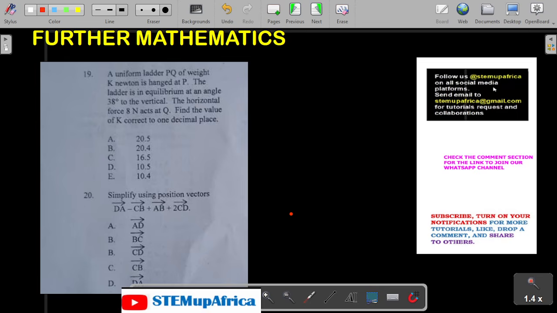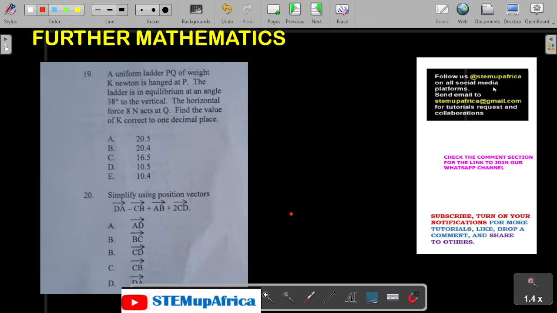So today we are looking at a question in Further Mathematics NECO 2026, but we are going to take it gradually. I will have to explain some basic concepts before we solve the question. We have two questions here, question 19 and 20: friction in a ladder and addition of vectors. So let's take number 19 first, friction in a ladder.